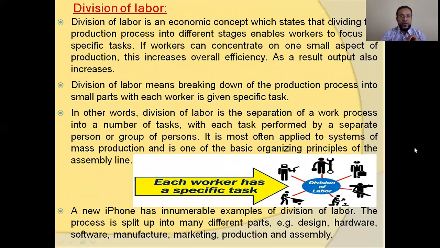Now move to the division of labor. Division of labor is a very important concept in economics. This was introduced at first by Adam Smith, who is known as the pioneer of economics. So what is division of labor?